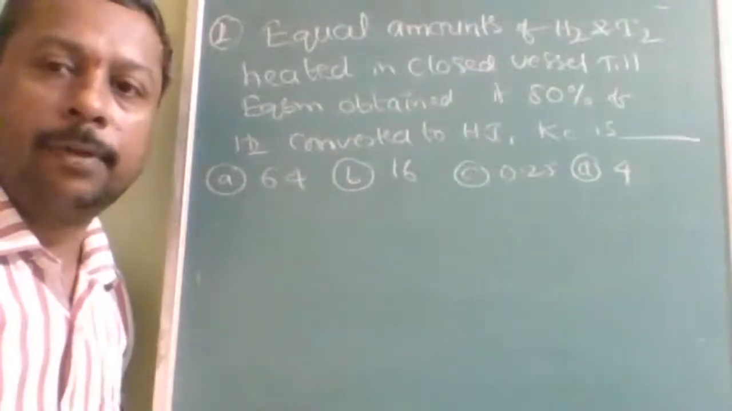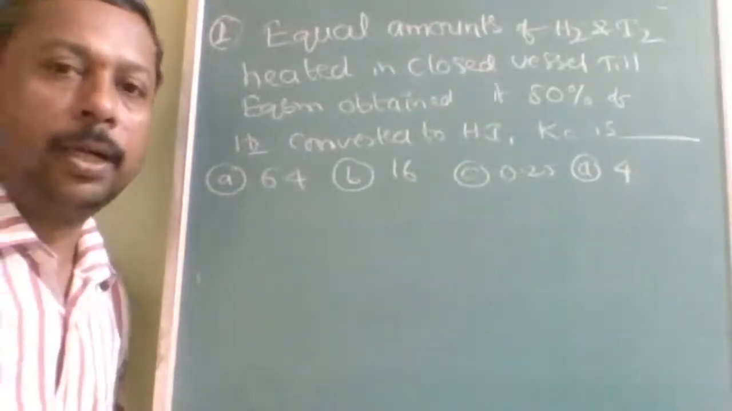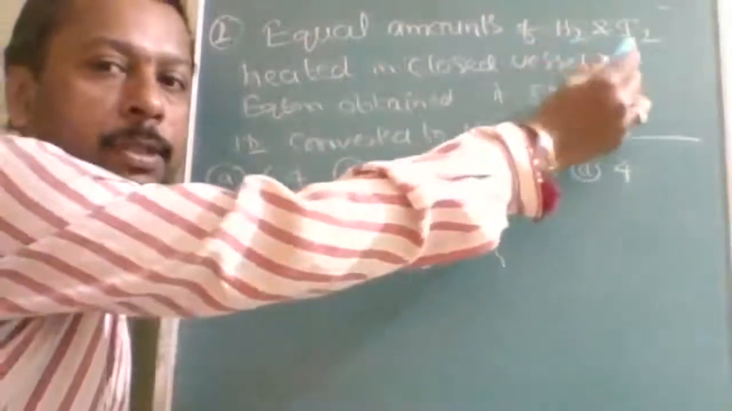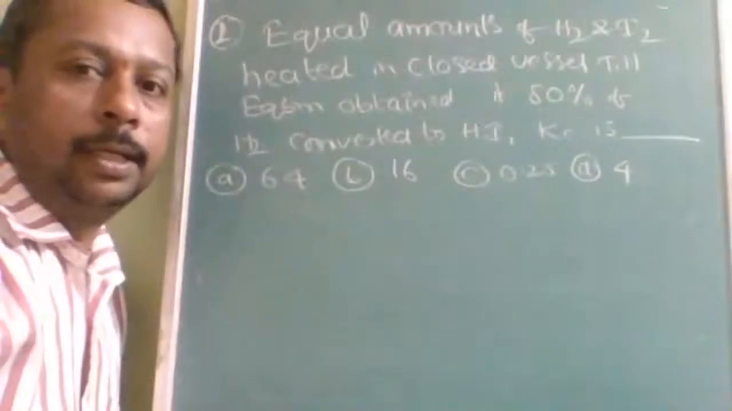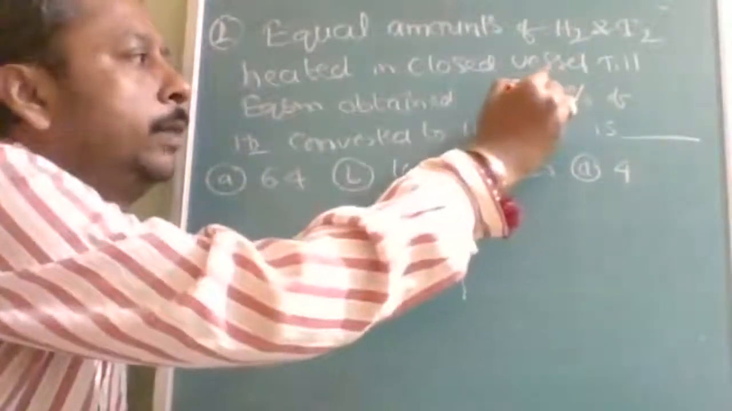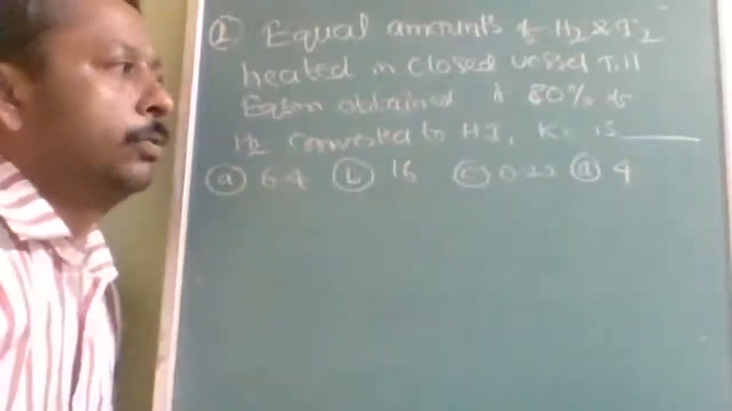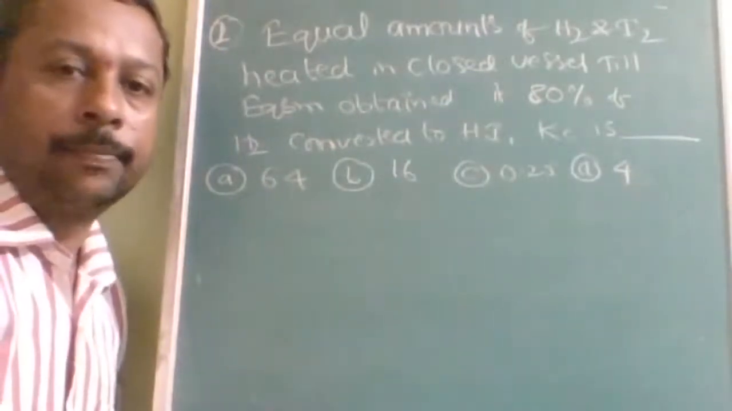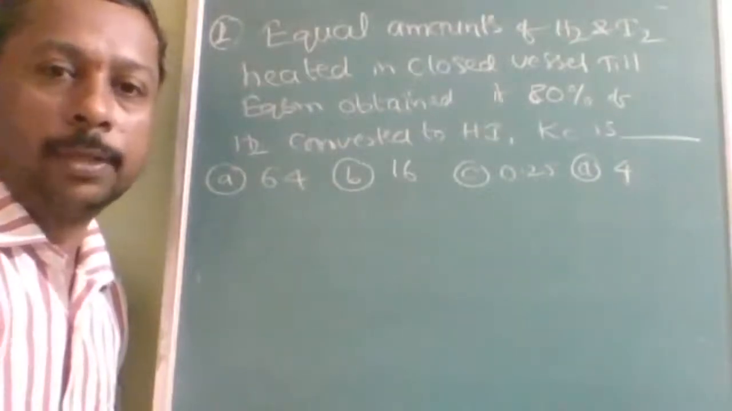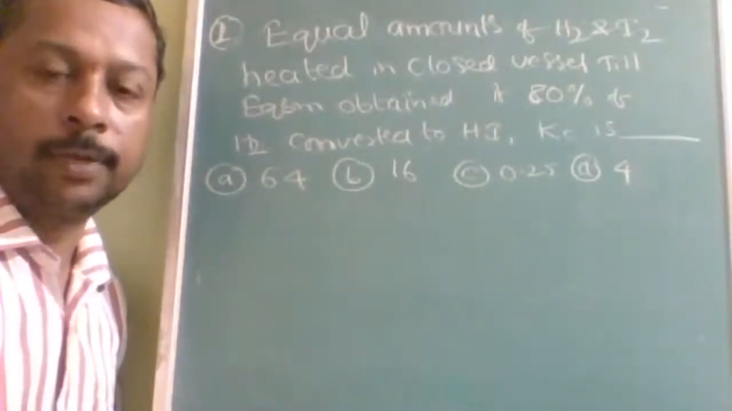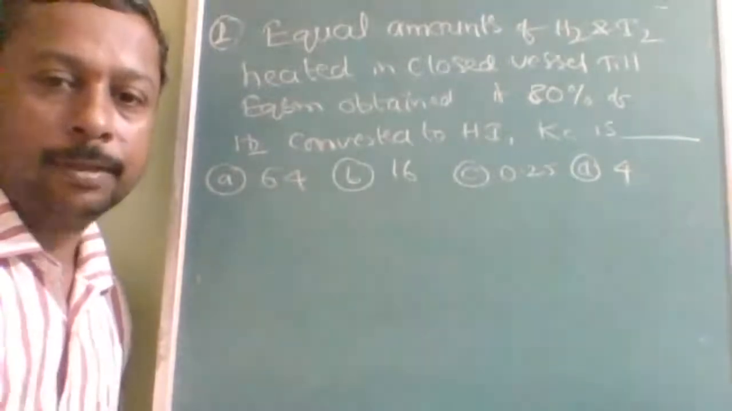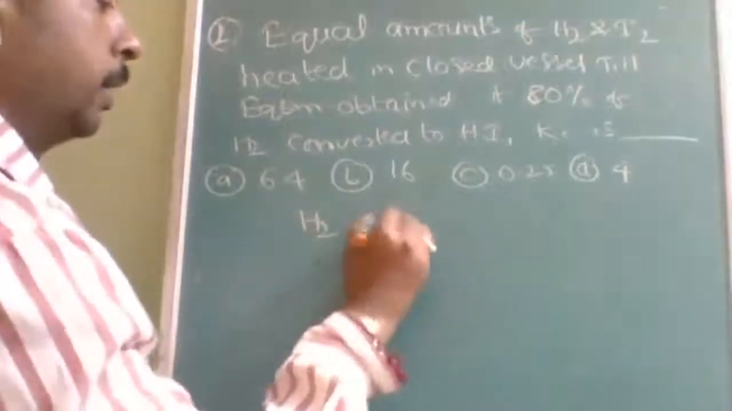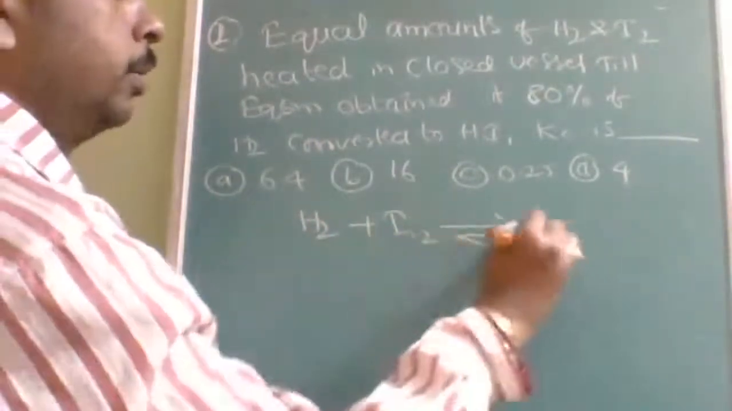So next question is from the equilibrium. H2 and I2, equal amounts are taken. That means if it is X moles, this is also X moles. And heated to some temperature, at equilibrium, 80% of H2 converted to HI. Then equilibrium constant Kc is option A 64, option B 16, option C 0.65, option D 4. Very simple question from the equilibrium. H2 plus I2 reversible to HI.